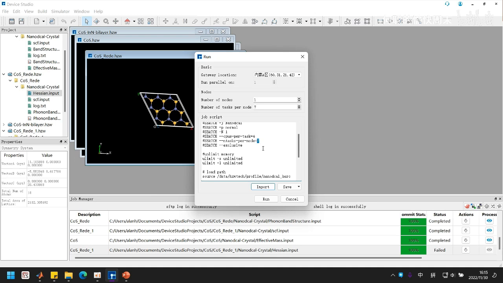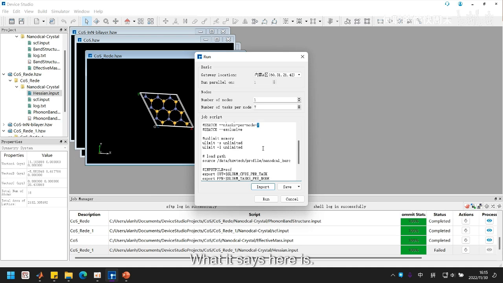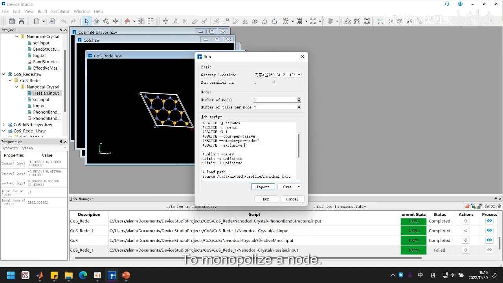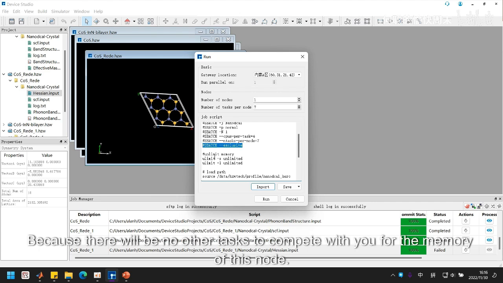Then, what it says here is to monopolize a node. If you don't want to monopolize a node, just cancel this line directly. The advantage of monopolizing a node is that you can let the memory of this calculation be larger, because there will be no other tasks competing with you for the memory of this node.